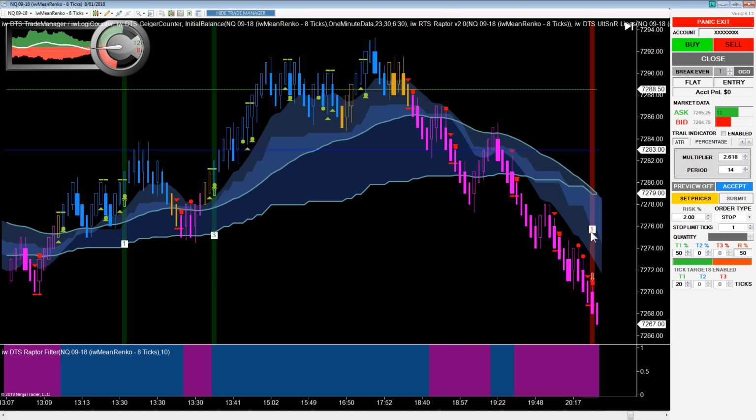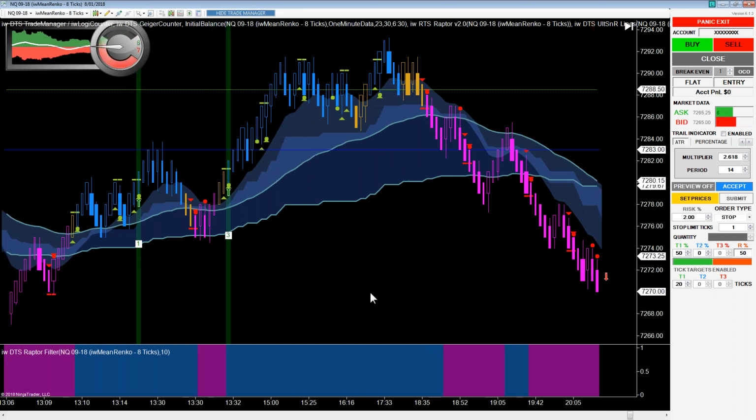Okay, your number 1 signal is your cloud crossover signal. The number 1 signal tries to alert you to a developing trend. All the signal prompts on the Raptor have 2 components to them. So the number 1 signal, the first component, is that the clouds change direction.